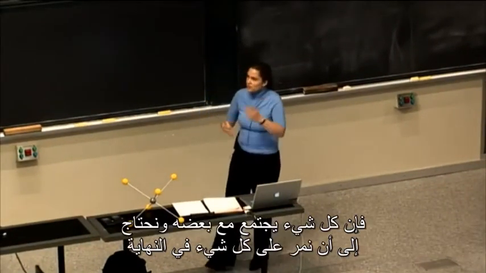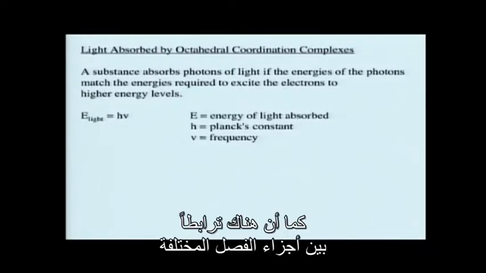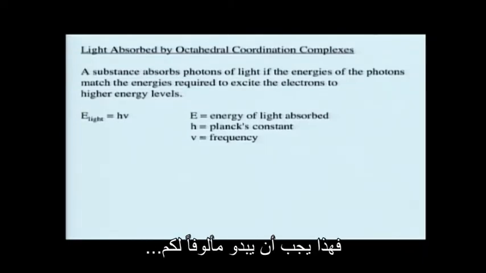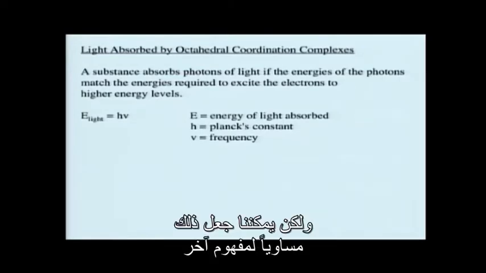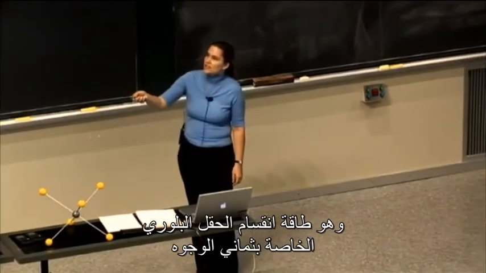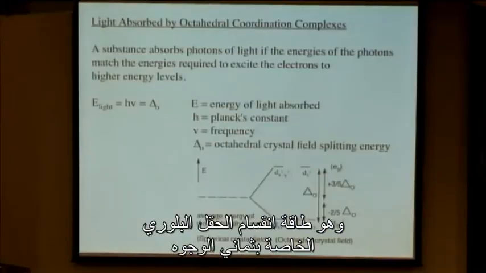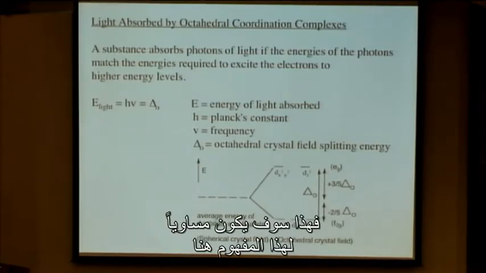As I mentioned, everything kind of comes together, and we need to go over everything for the final. But there's also connections between all the different parts of the semester. So this should look familiar to you. So the energy of the absorbed light equals Planck's constant times the frequency of that light. But now we can make that equal to another term, a term we've been talking about in this unit, and that is our octahedral crystal field splitting energy. Because the energy that's going to be required to bump an electron from here to here is that splitting energy. So that's going to be equal to this term here.